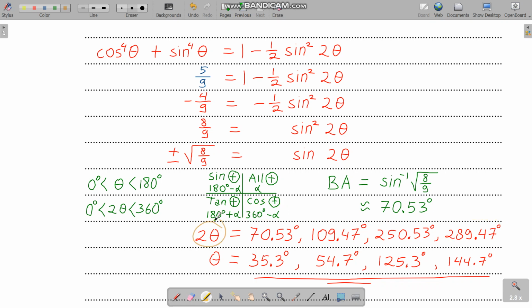And this is still 2 theta, so we divide everything by 2, and for the final answer we can leave it in 1 decimal place for angle in degrees, so we have 4 solutions.